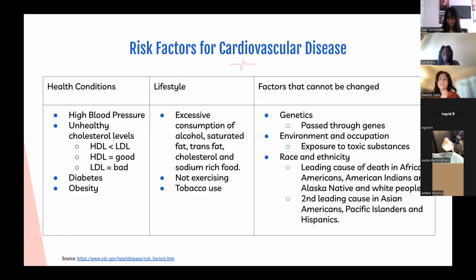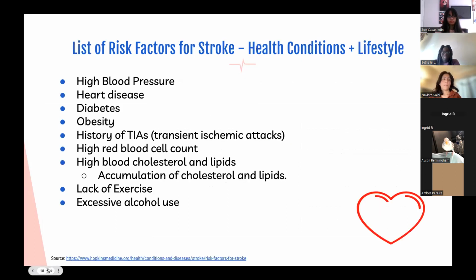Like when you consider toxic substances, and then when we think about race and ethnicity, the leading cause of death in African Americans, American Indians, Alaska Natives, and white people, as well as Asian Americans, Pacific Islanders, and Hispanics, for all of these people, CVD is a leading cause of death. Okay.